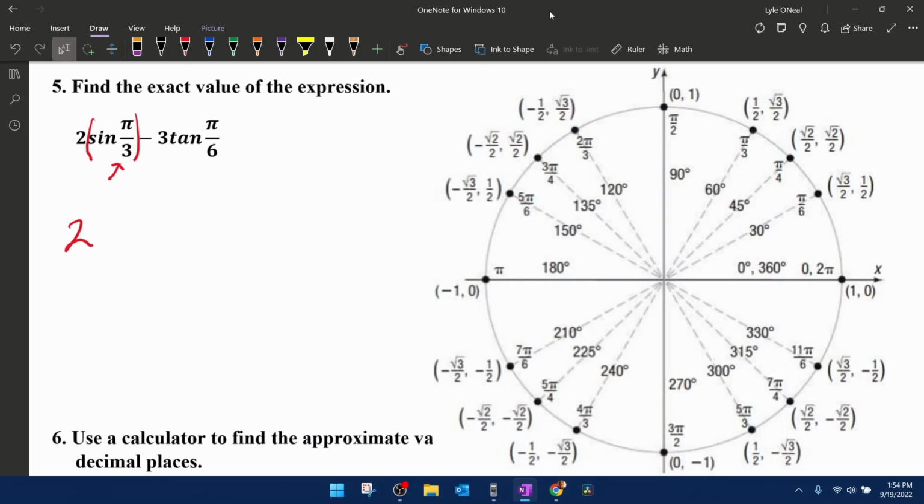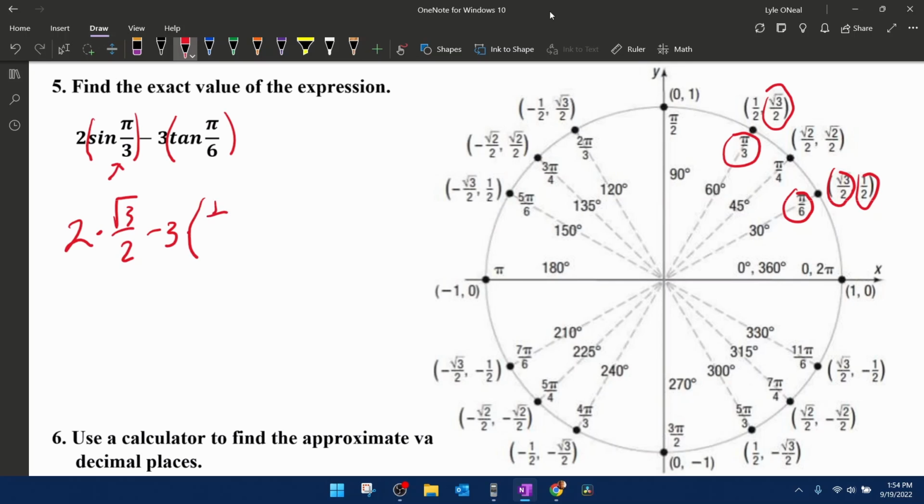All right, so with our unit circle in play, sine of pi over 3, we're going to go to pi over 3. Sine is y. That is square root of 3 over 2. So that's going to be 2 times square root of 3 over 2 minus 3 times tangent at pi over 6. At pi over 6, remember tangent is y divided by x. So that's going to be 3 times y divided by x.